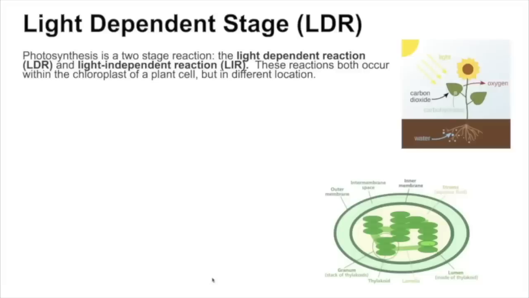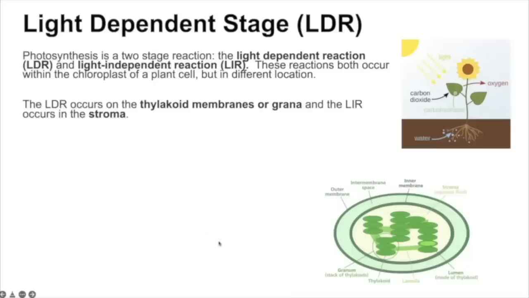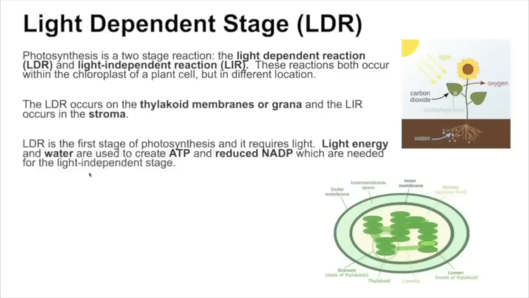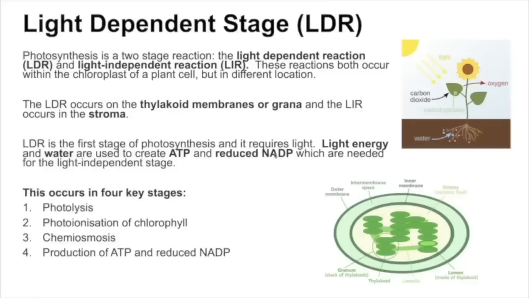Photosynthesis is a two-stage reaction. We have the light-dependent and the light-independent reactions. The light-dependent reactions happen first, and as the name suggests, it requires light. This happens on the thylakoid membrane, or you could call that the granum. In this light-dependent reaction stage, light energy and water are used to create ATP and reduced NADP. And those two products are required for the light-independent stage, which comes second.